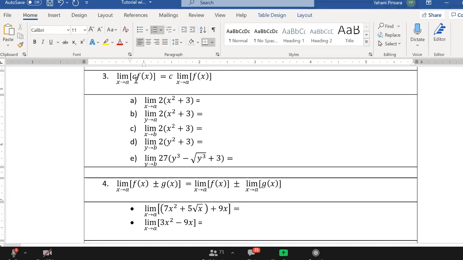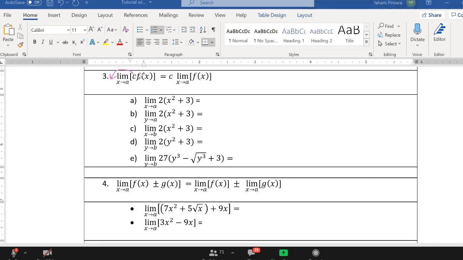So here constant is there in front of the function, right? In front of a function, constant is there. So in that case, when you need to find the limit of the whole thing, what you have to do is you have to take this constant outside the limit. That's what we have done here. We have taken the constant outside the limit.